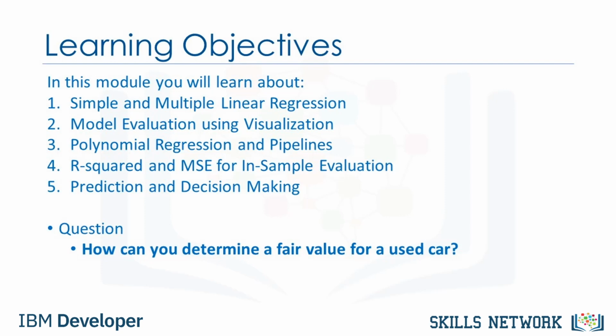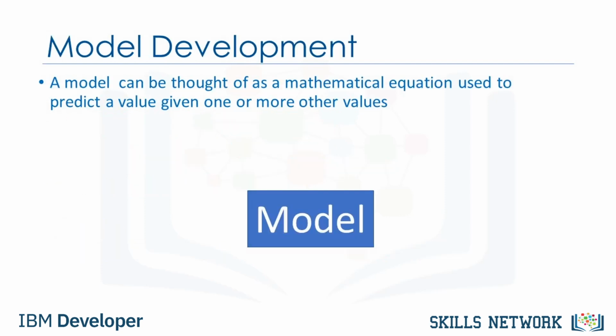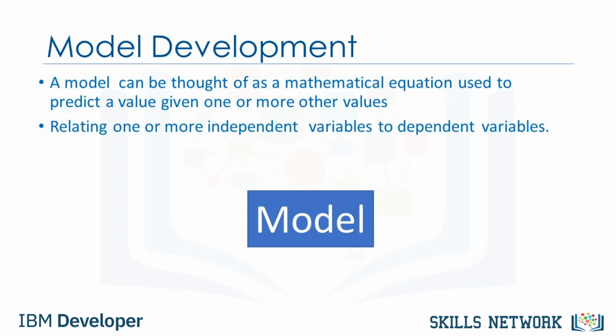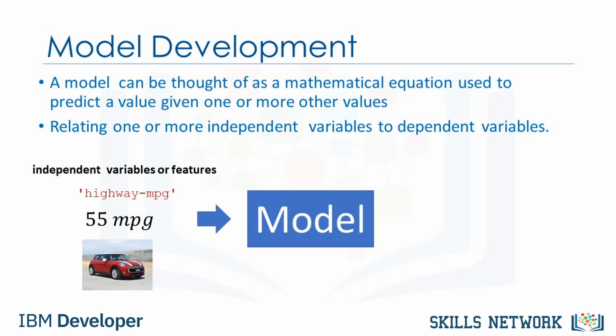car. A model or estimator can be thought of as a mathematical equation used to predict a value given one or more other values. Relating one or more independent variables or features to dependent variables. For example, you input a car model's highway miles per gallon as the independent variable or feature. The output of the model or dependent variable is the price.